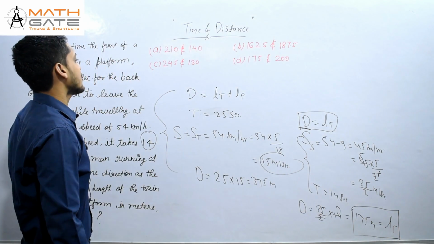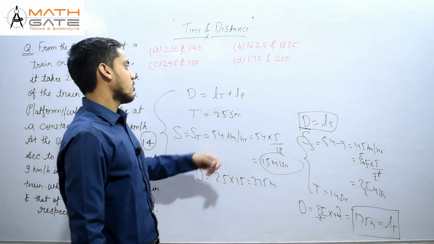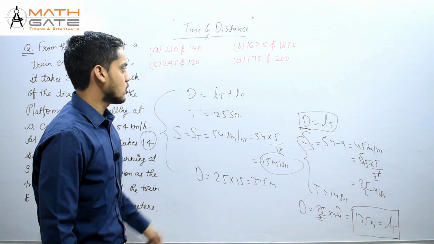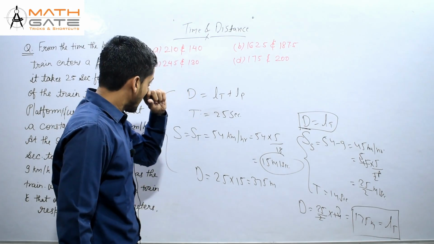So here we can check the options as well. We have only one option in which we have 175. So this option is correct. But please solve it fully.